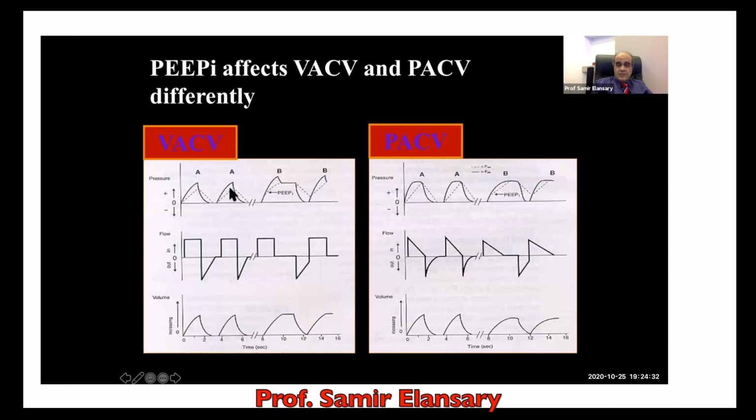In contrast, in pressure assist control the pressure is fixed, and so the changes will affect the volume the patient receives from the ventilator. And so we see here that if intrinsic PEEP occurs, the volume will be decreased if we compare it with the previous volume. And so the effect of intrinsic PEEP on volume assist control ventilation is to increase the airway pressure and plateau pressure, and the effect on pressure assist control ventilation is to decrease the tidal volume.